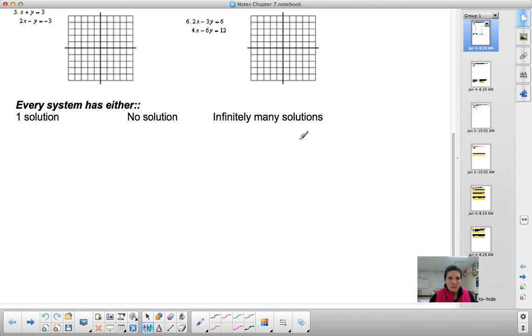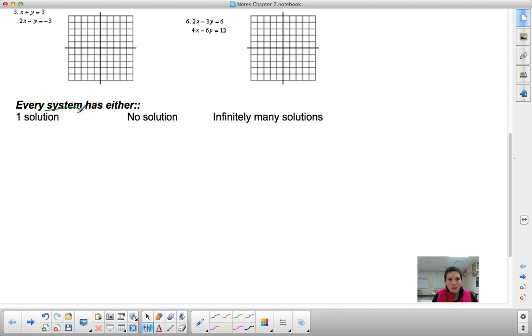All right, let's start our notes for Chapter 7. On Section 7.1, I want you to go down to the bottom of the first page first, because what we're going to talk about is systems of linear equations. And when we look at that word system, all it's going to mean is that we're going to put two lines on one graph.